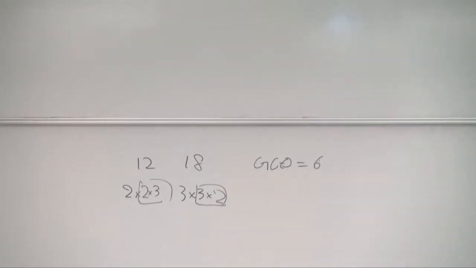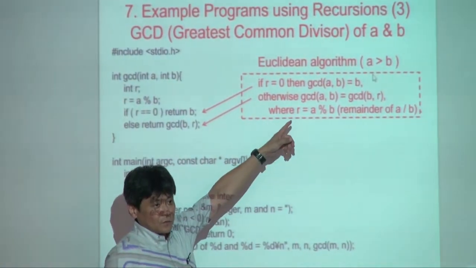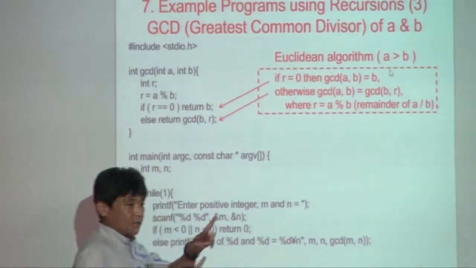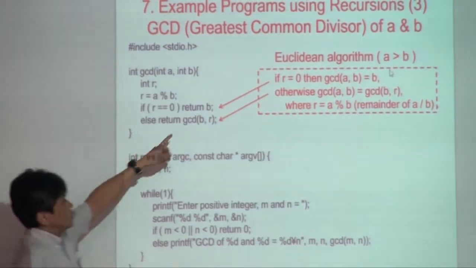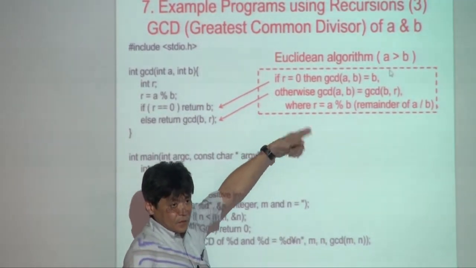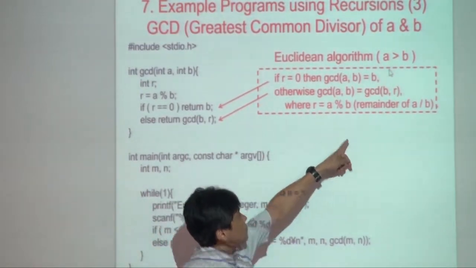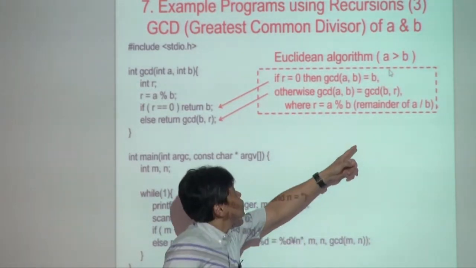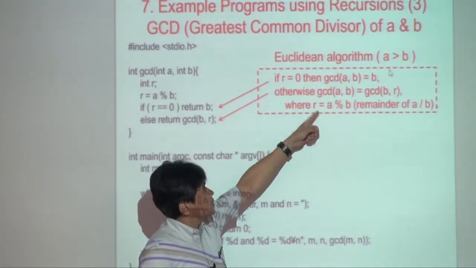So there are several algorithms to calculate the GCD. A very famous algorithm is the Euclidean algorithm. Of course, you need two integer values, A and B, where A should be larger than B. First, you have to calculate R, which is treated as the remainder of A divided by B. If R equals 0, in such cases, GCD of A and B should be B.